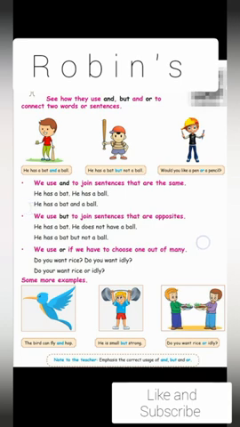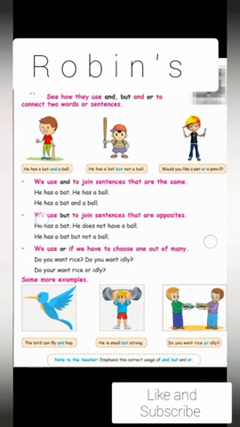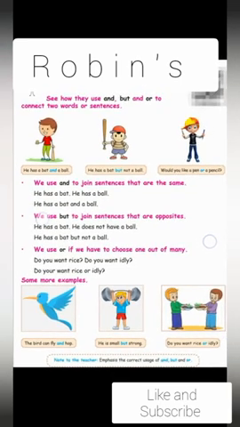Next, we use but to join sentences that are opposites. So where we have to use but means the sentences which are opposites only. He has a bat. He does not have a ball. What does he not have?